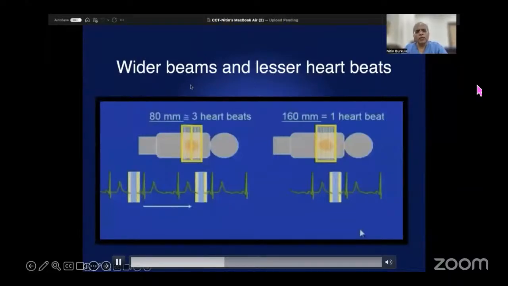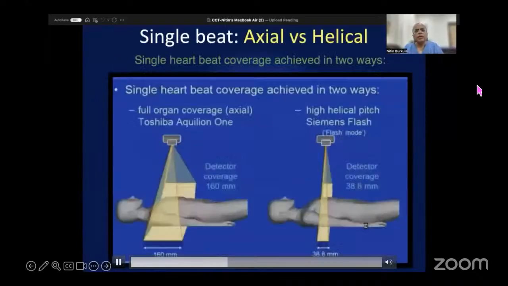So the thing is, if you have a wider beam, like if you go from 64 slice to 320 slice, obviously you will need a lesser number of heartbeats to cover the heart. If you want to achieve a very large coverage of the heart in a very short time, there are two ways of doing it. One, obviously, is to have a very large array of detectors, like 320 detectors, covering 160 millimeters or 16 centimeters in just one rotation of the gantry.